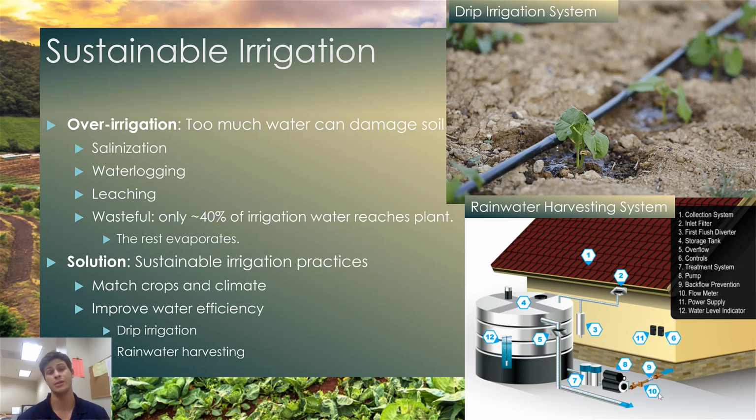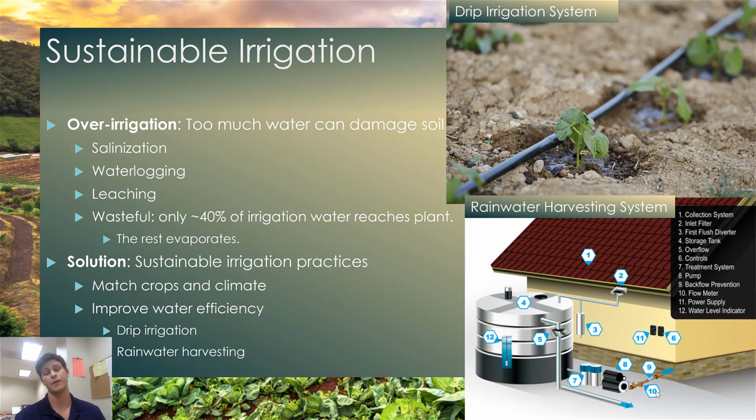In addition, something we really didn't talk about was that over-irrigation is often just really wasteful in general. Only about 40% of irrigating water actually reaches the plant, and the rest kind of just lands on the leaves and evaporates. So 40% of the water that we use to irrigate our crops is actually not even being used. So not only is over-irrigation pretty damaging to our soil, but it's also pretty wasteful in terms of wasting our water resources. Now, there are two basic solutions to over-irrigation.